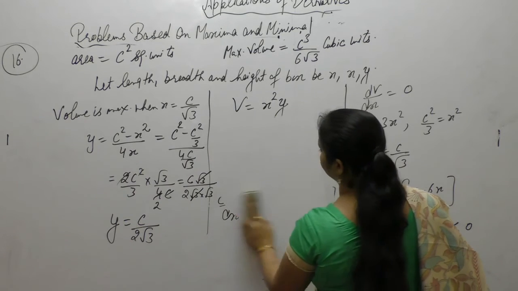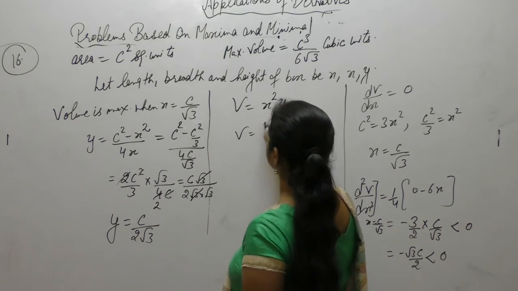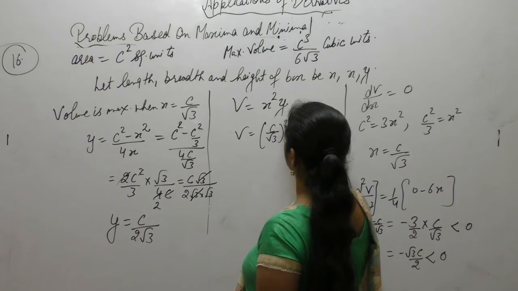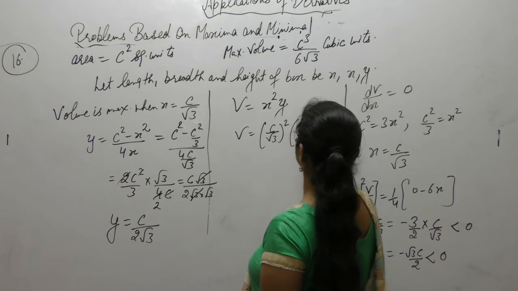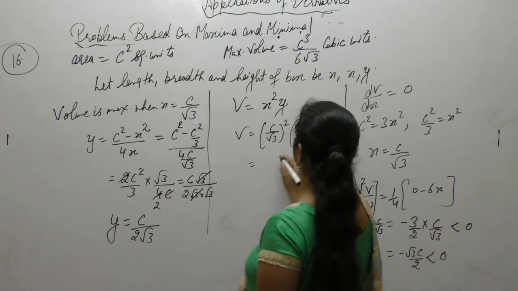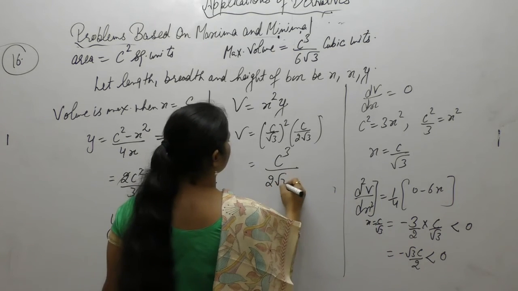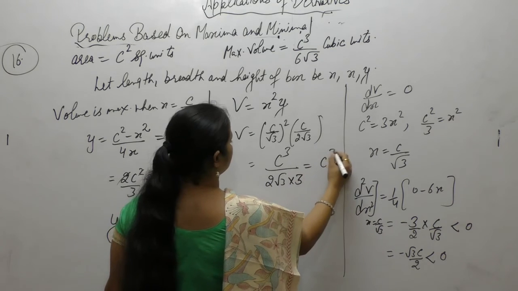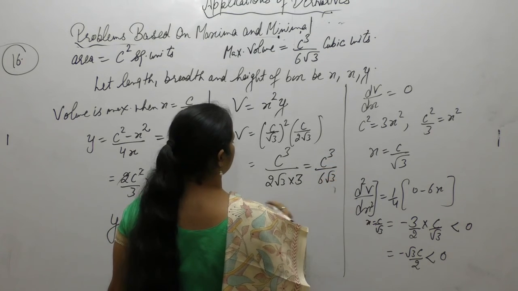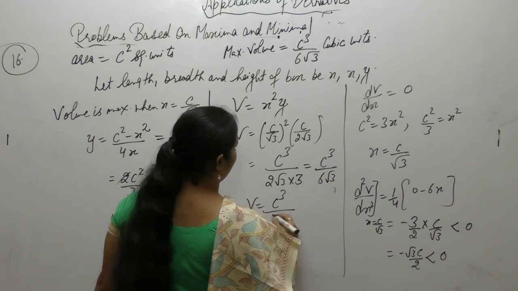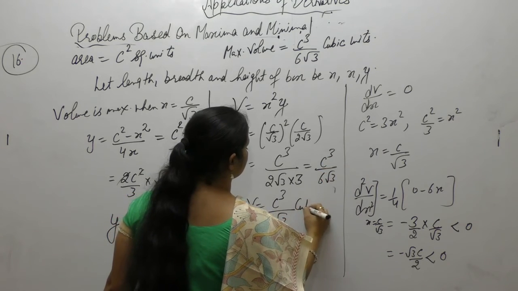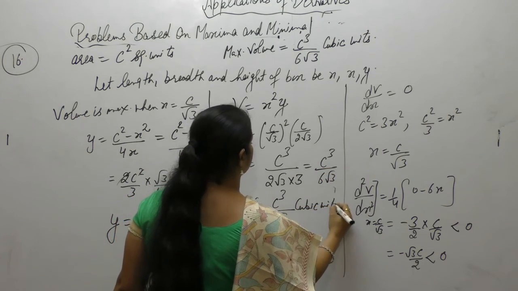Now we want to find the value of volume. x square into y. c square into c, 2 root 3 square, 6 root 3. This is what we want to prove. Maximum volume is this cubic units.